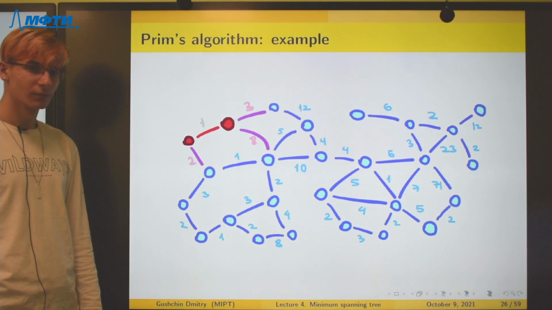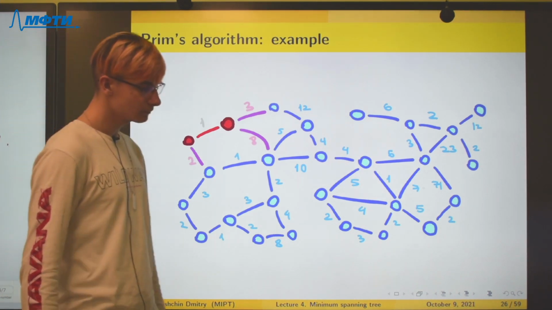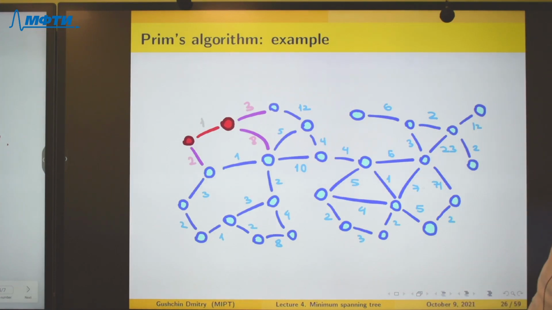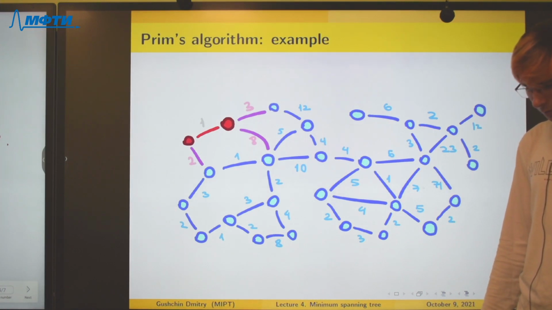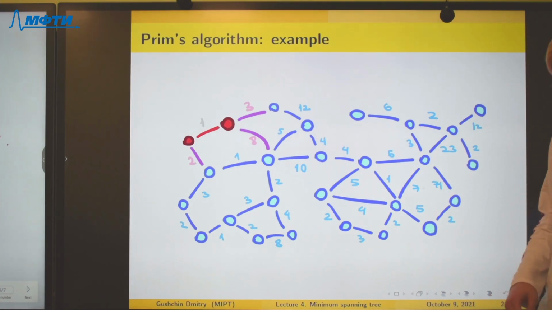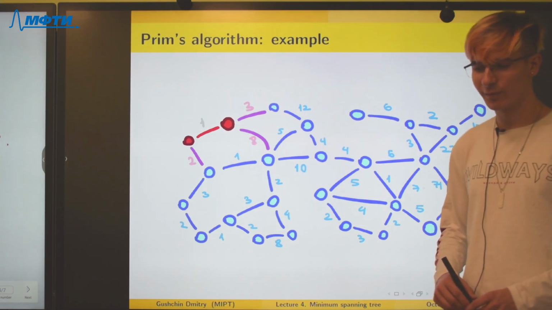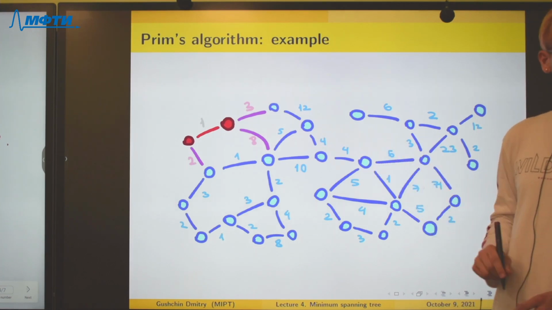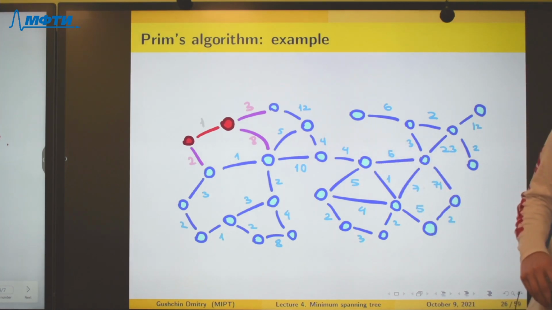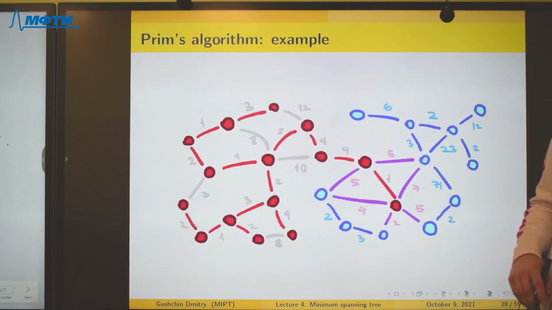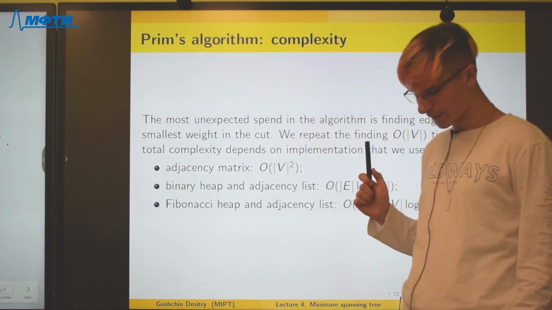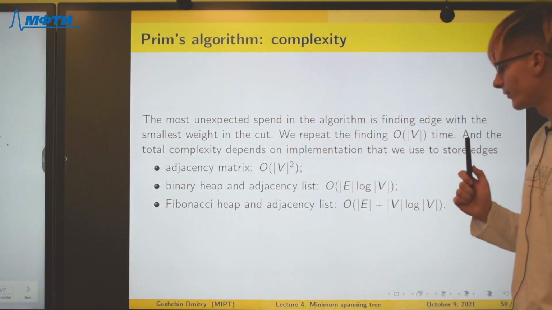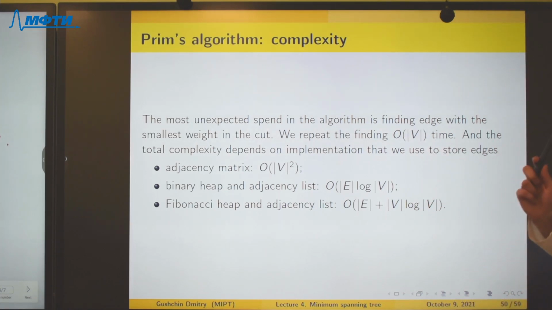We need to start storing them, ordering them, sorting them, and each time we take one, we need just to spend O of number of edges log edges time. So it isn't equal to O of number of vertices squared. It is bigger than O of number of vertices squared in the worst case.